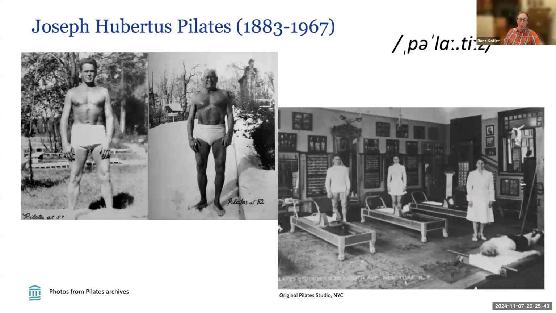So Pilates is named after a person. His name is Joseph Pilates. He was born in 1883 and he died in 1967. It's pronounced Pilates, not Pilates. It's a name of Greek origin. He is a German gentleman.